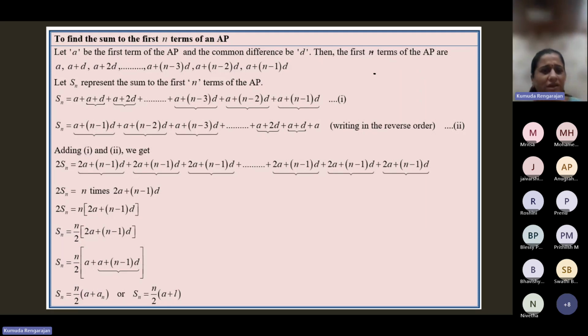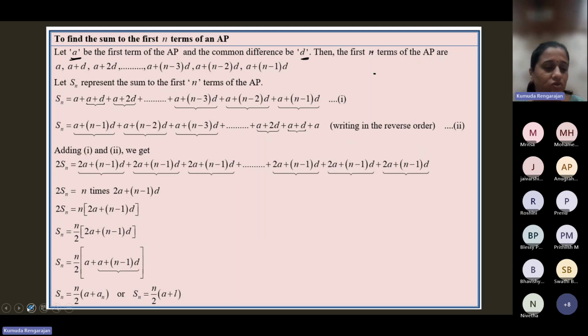First n terms meaning n can be any number. First 10 terms, first 20 terms, first 30 terms. Okay. So let A be the first term and D be the common difference. Now let's write the first n terms because we have to find the sum of the first n terms, right? To find the sum of the first n terms, you need to know the first n terms. What are the first n terms? Only if you know the terms, you can find their sum.